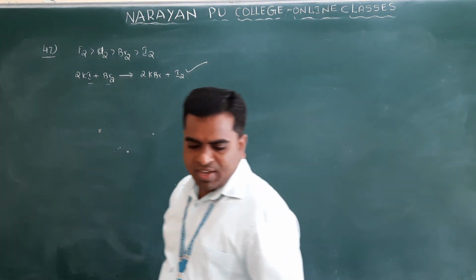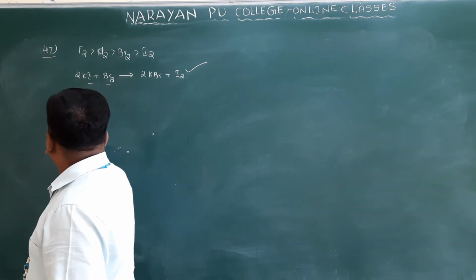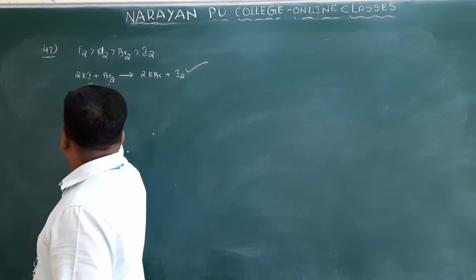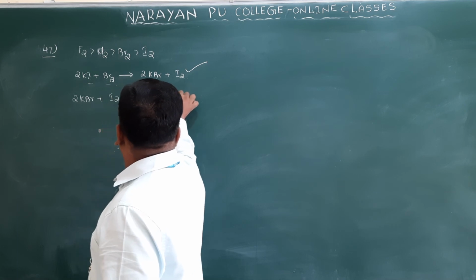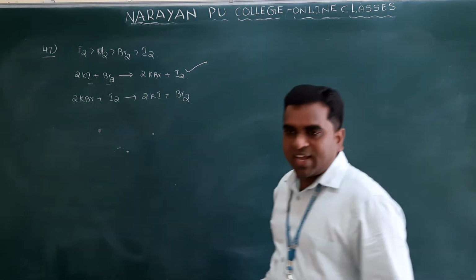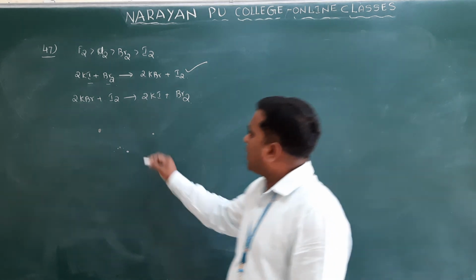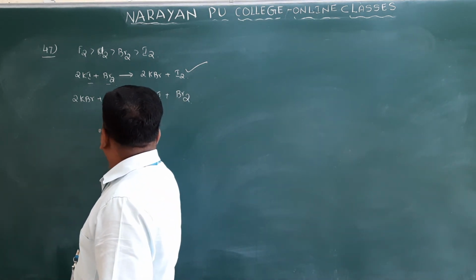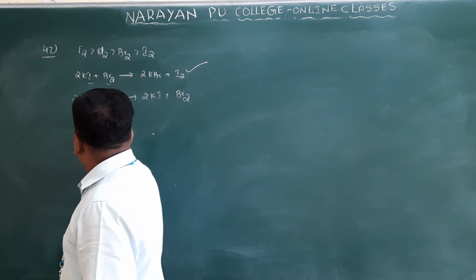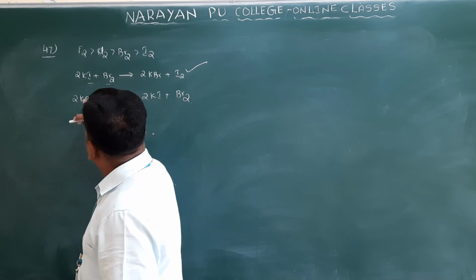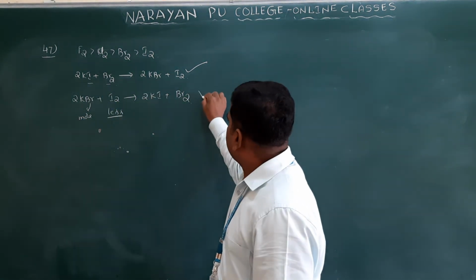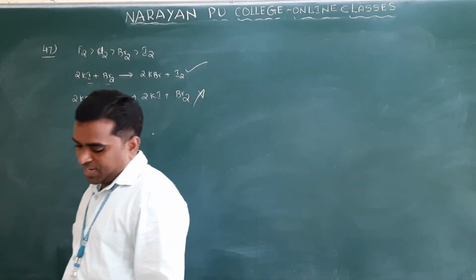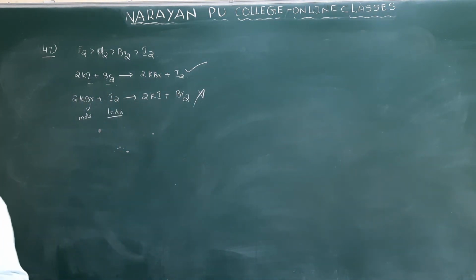In the same way, take the second option: 2KBr plus I2 giving rise to 2KI plus Br2. Will the reaction take place? No. Why? Because iodine is less reactive and bromine is more reactive. The less reactive one cannot replace the more reactive one from its compounds, so this reaction will not take place. The remaining reactions can easily take place.